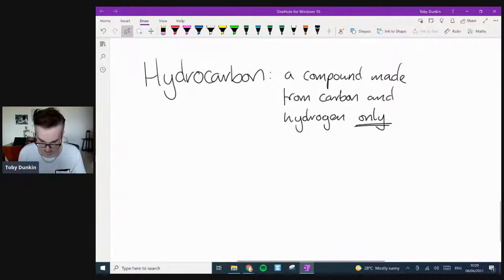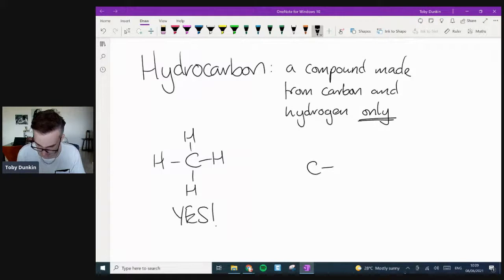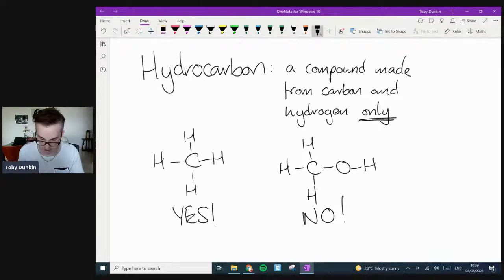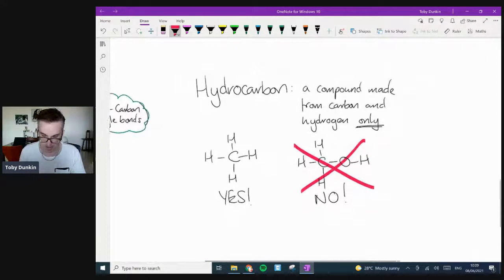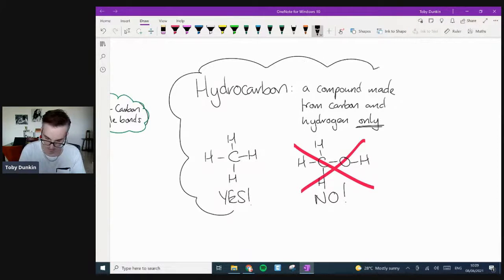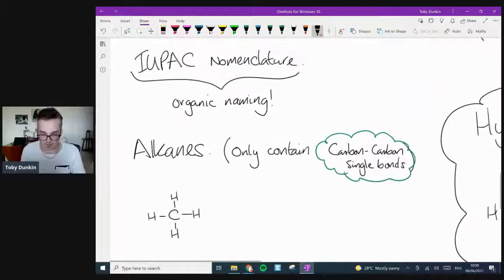So this is a hydrocarbon. It's nice to have an extension on this. We know that methane is a hydrocarbon. But let's have a look at this one. This is methanol. This is not a hydrocarbon. No. Our survey said. The reason being is it contains oxygen as well. So it is not considered a hydrocarbon. Just to point out. Put that in a bubble. There we go. Next.